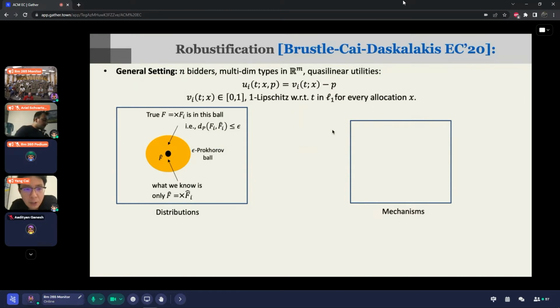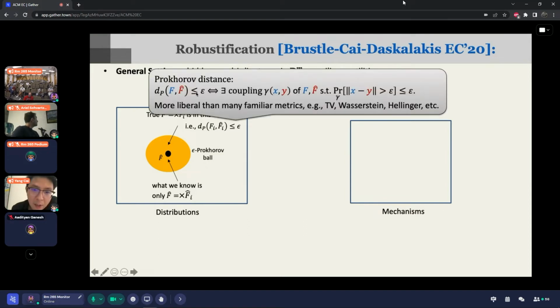So what's the robustification procedure? It works in a very general setting. You have multiple bidders, and you allow the bidders to have multidimensional types and quasi-linear utilities, and there are some extra technical assumptions which are not super important here. In this setting, the seller only knows a proxy distribution f hat, and is given the promise that the true distribution f is not far from this proxy distribution, meaning the true distribution lies in the epsilon ball around the proxy distribution. The particular metric we'll pick here is the Prokhorov distance, and its definition is here. But for understanding the talk, the particular definition is not super important at this moment.